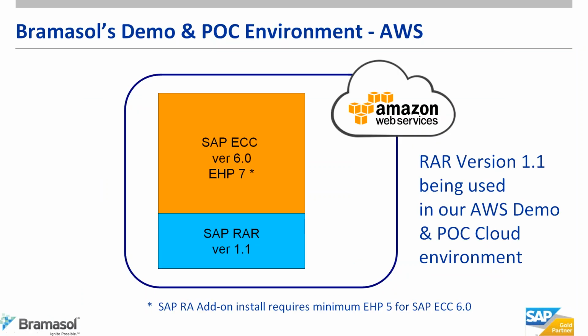Now, just to let you know what we're operating against, we have our demo and our proof of concept systems up in the AWS cloud. We're running on an ECC 6.0. The RA module itself is considered an add-on, loads on top of that, so it's not a separate server, it's just a piece of software that we add on top of that. You do require a minimum of EHP 5, by the way, for those that want to know that, for your ECC 6.0 system in order to load RA. 1.1 is the most current version.